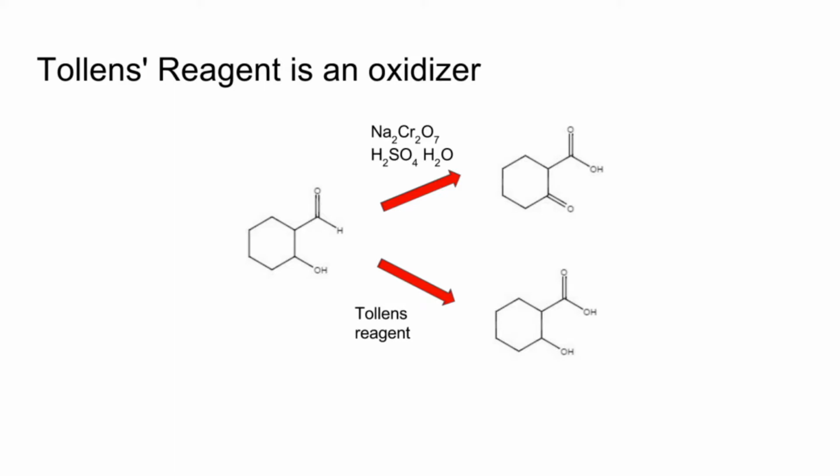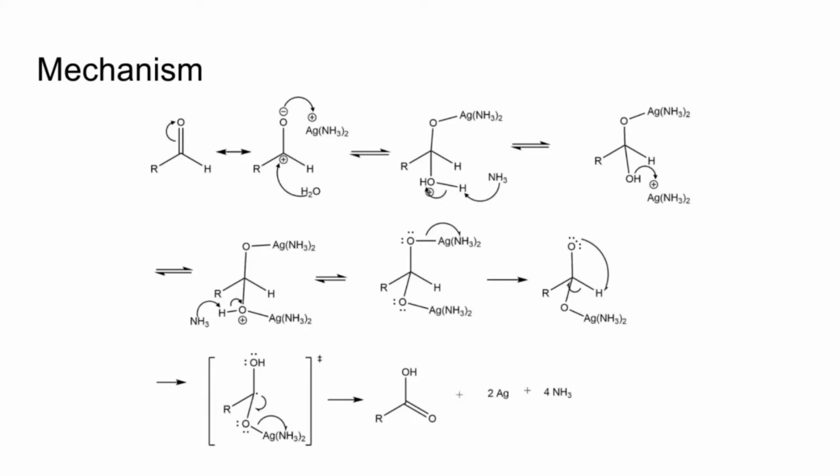In comparison, Tollens reagent is a mild oxidizer. It only oxidizes the aldehyde into a carboxylic acid. Next, a proposed mechanism for the reaction of Tollens reagent with an aldehyde. This is a proposed mechanism for the reaction of Tollens reagent, the diamine silver ion and ammonia, with an aldehyde. The aldehyde is oxidized to a carboxylic acid, and the silver is reduced to elemental silver, indicating a positive test for an aldehyde. 2 equivalents of Tollens reagent are required to oxidize the aldehyde.